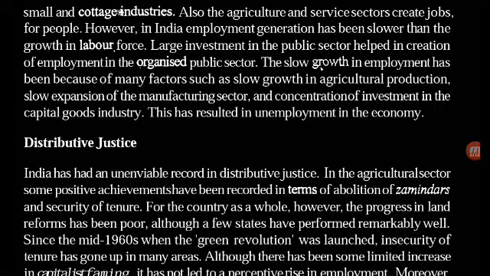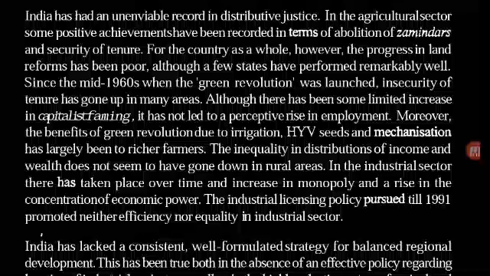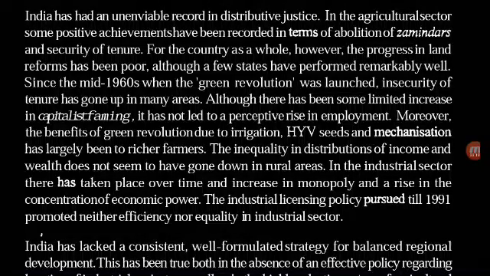Distributive justice. India has had an unenviable record in distributive justice. In the agricultural sector, some positive achievements have been recorded in terms of abolition of zamindars and security of tenure. For the country as a whole, however, the progress in land reforms has been poor, although a few states have performed remarkably well.